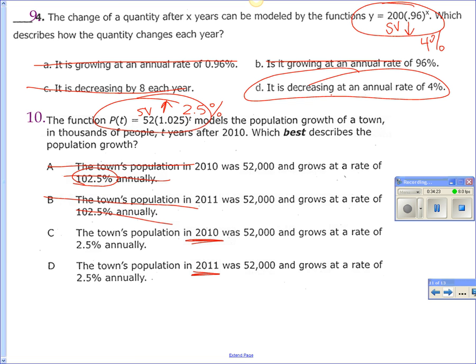Go back and read the problem. What does it say in the problem? Yes, but 52 is my starting value. So it's going to start in 2010. And then the population growth happens after that. But it starts at 2010. Does that make sense? Okay. Other questions on that one? All right.